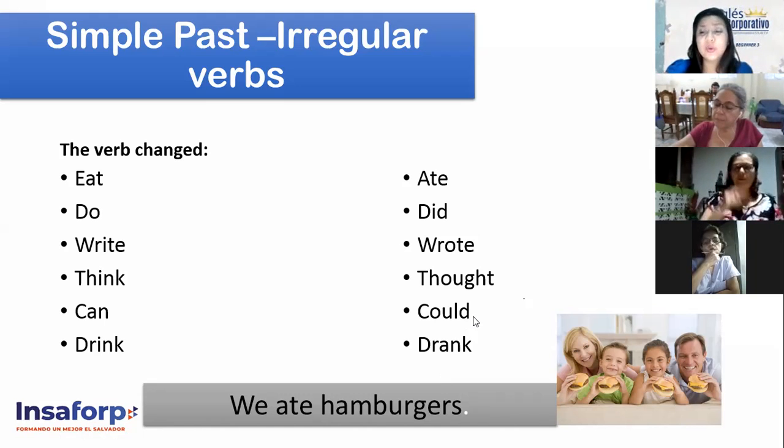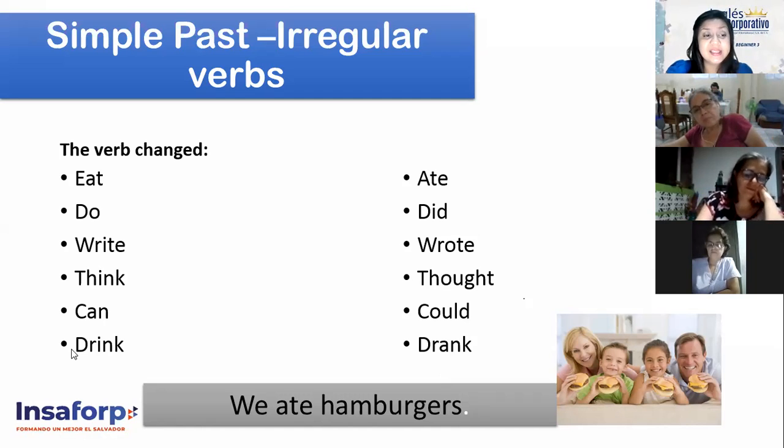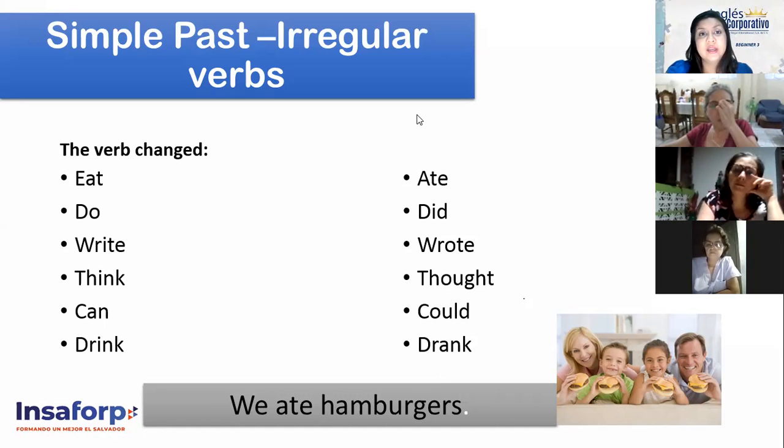En el caso de could, aquí es un verbo, es un auxiliar. En present, in the present tense, is can. For example, I can speak English. Or I can drive a car. Pero en el pasado, para decir no pude, lo usamos, could.